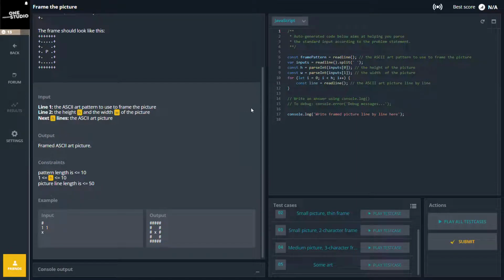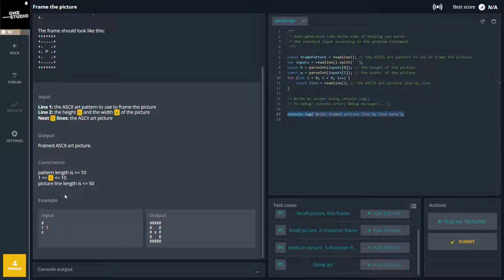So the first line is the ASCII art pattern to frame the picture. The second line is the height and the width of the picture. Actually, this one. And for the for loop, it's basically the ASCII art picture. And lastly, for the output, it's basically the framed ASCII art picture right here.